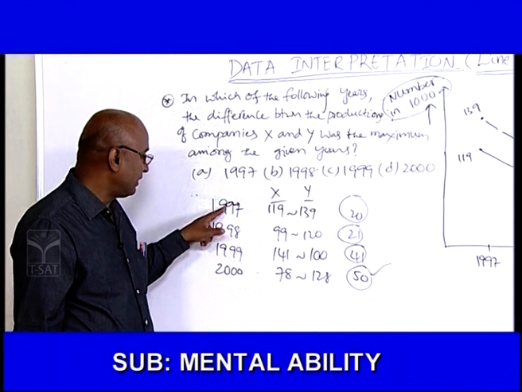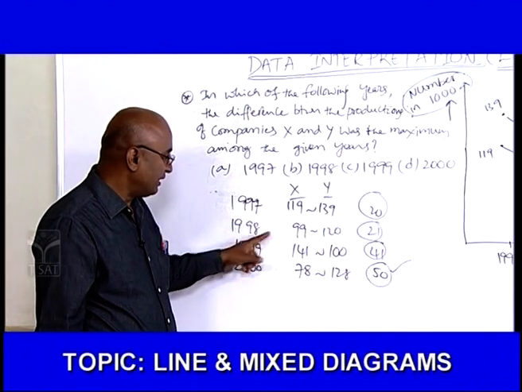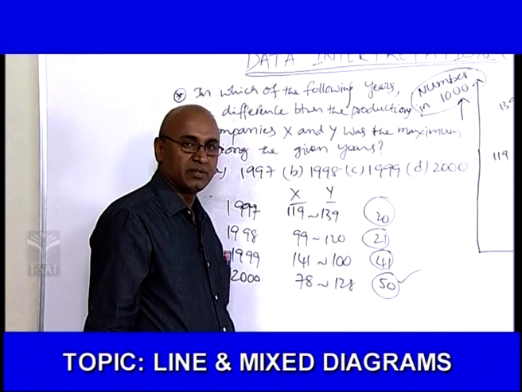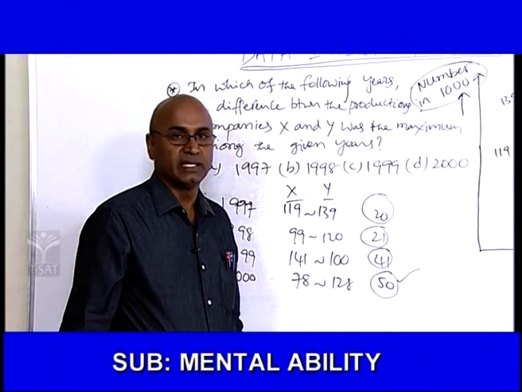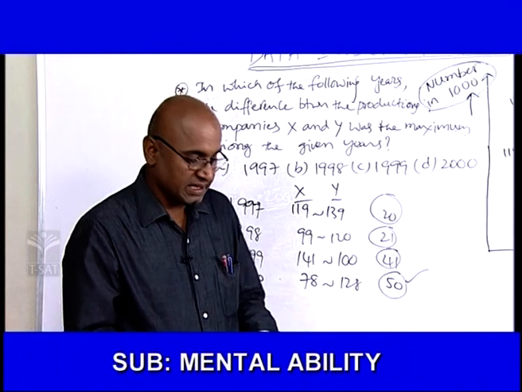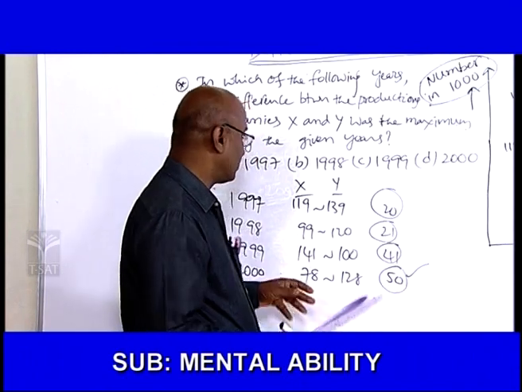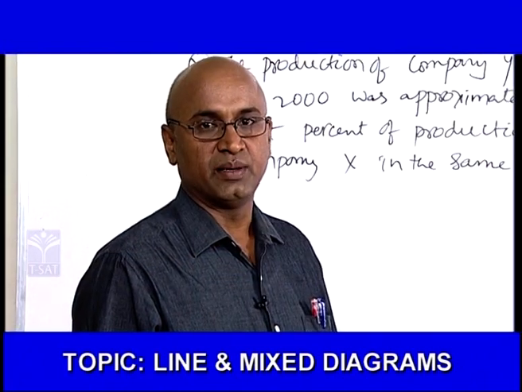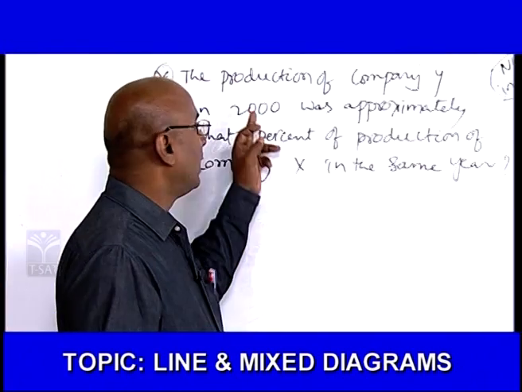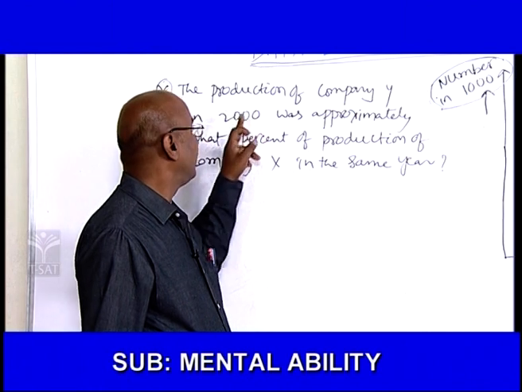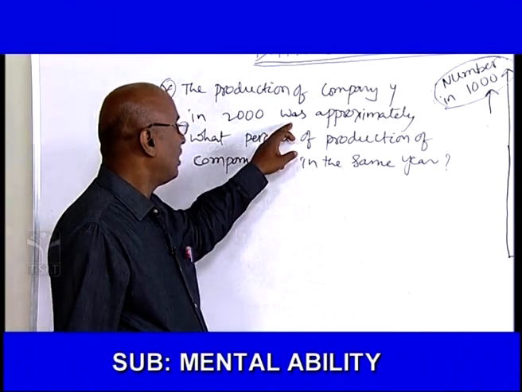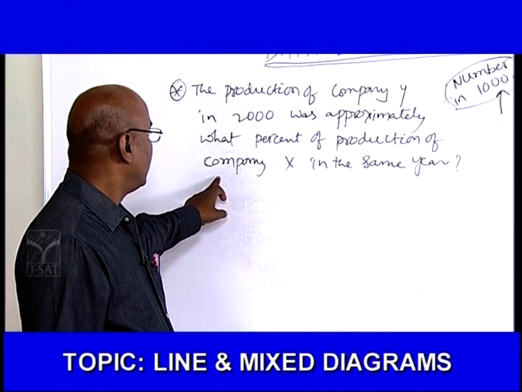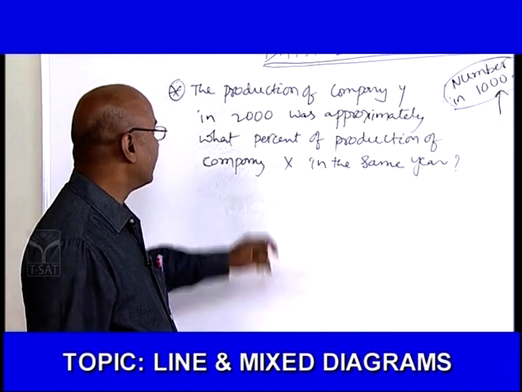So in the year 97 it is 20,000, 98 it is 21,000, 99 it is 41,000, and the year 2000 it is 50,000. Hence we can say that the maximum is in the year 2000. Answer is D. Next question in this problem is like this. The production of company Y in 2000 was approximately what percent of production of company X in the same year?